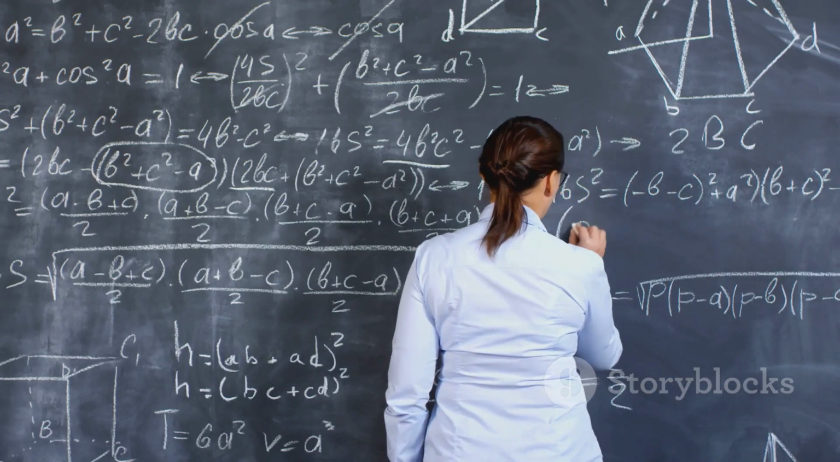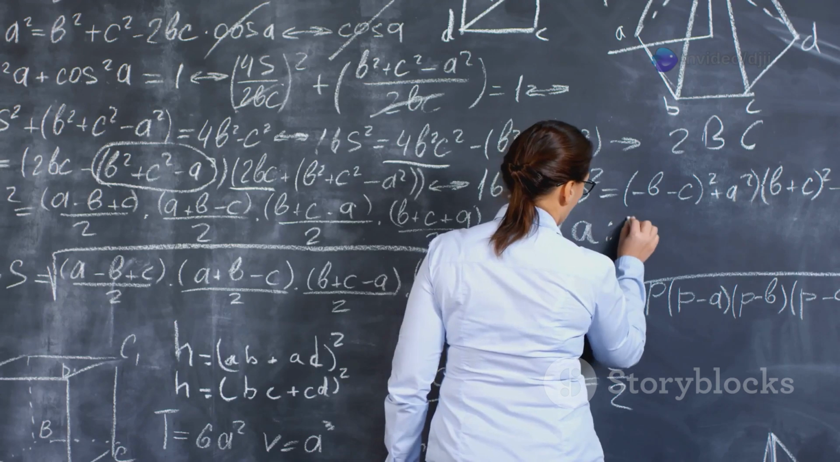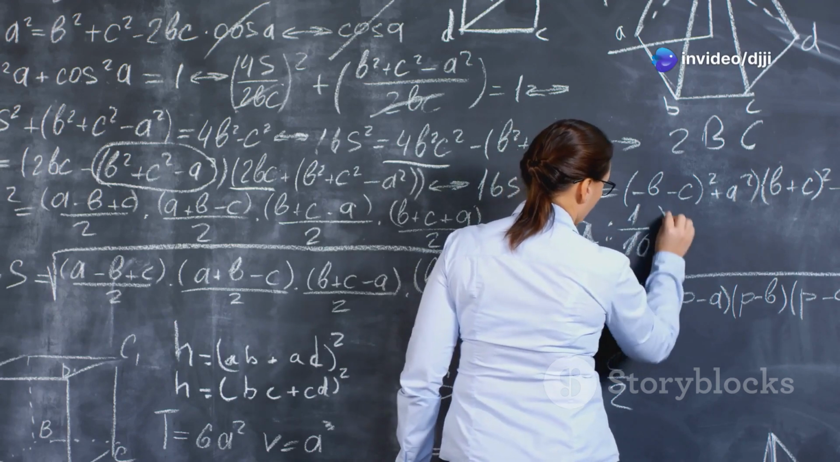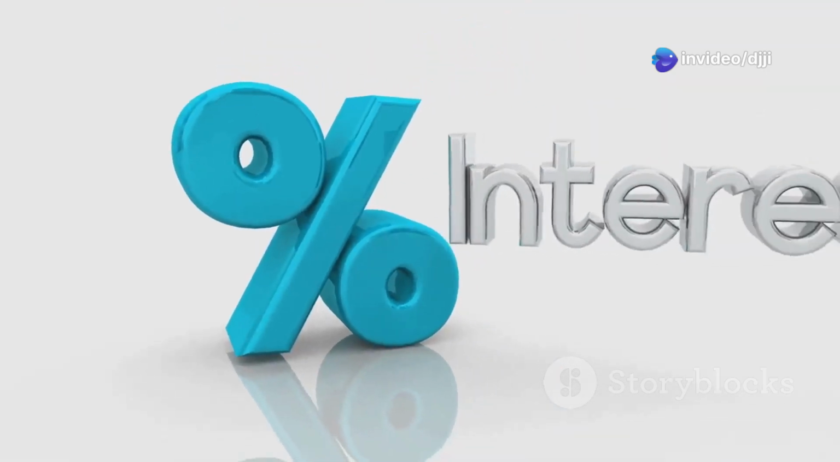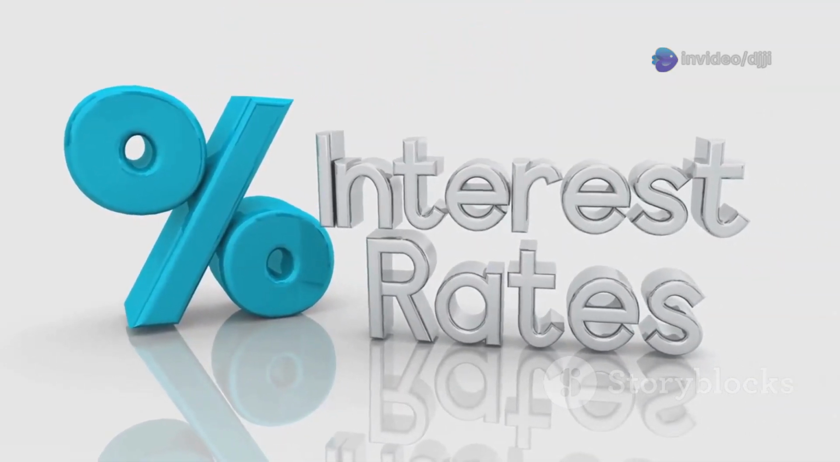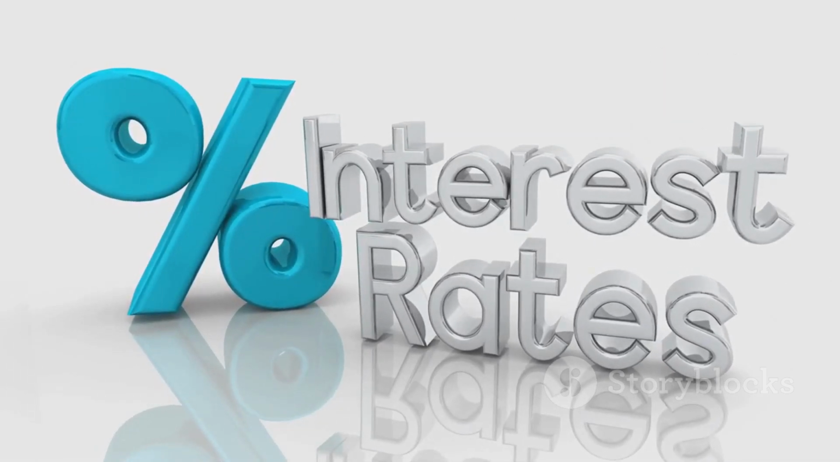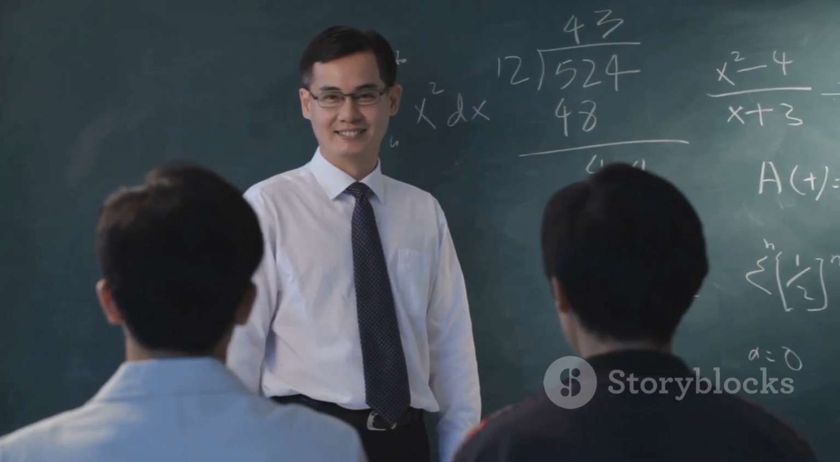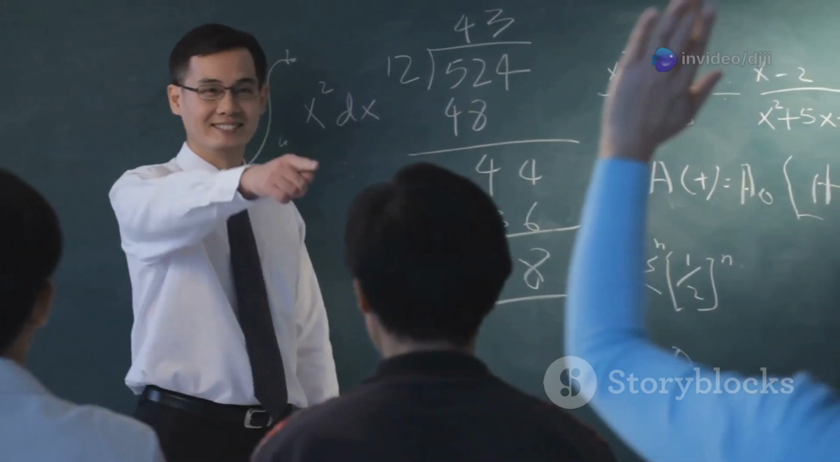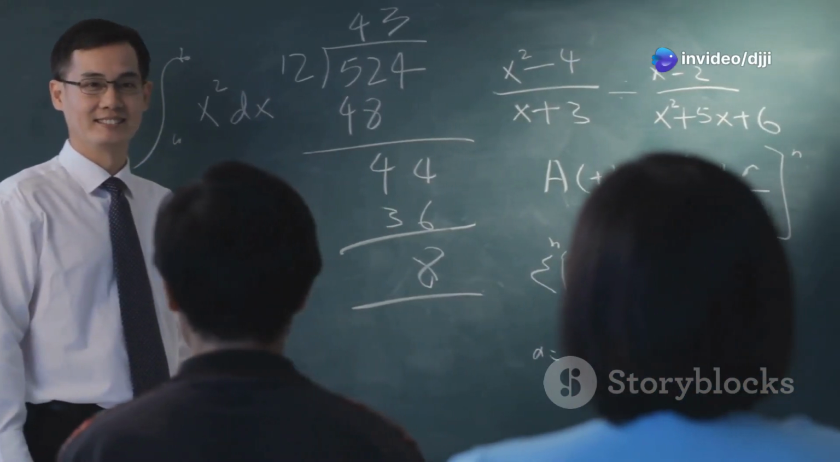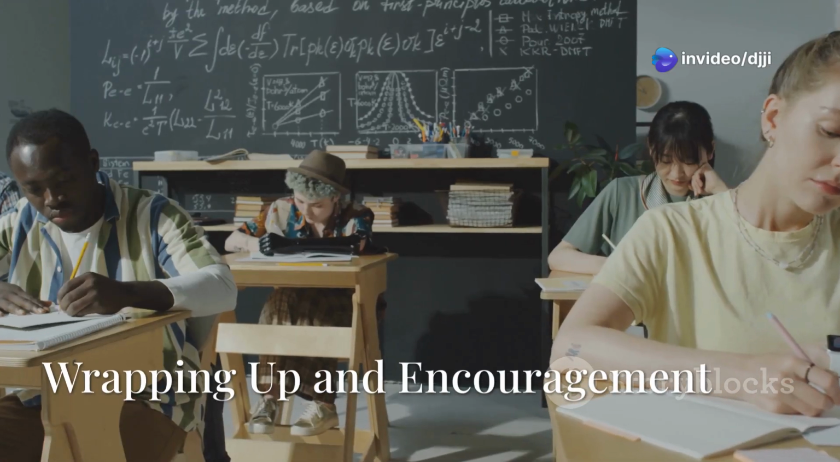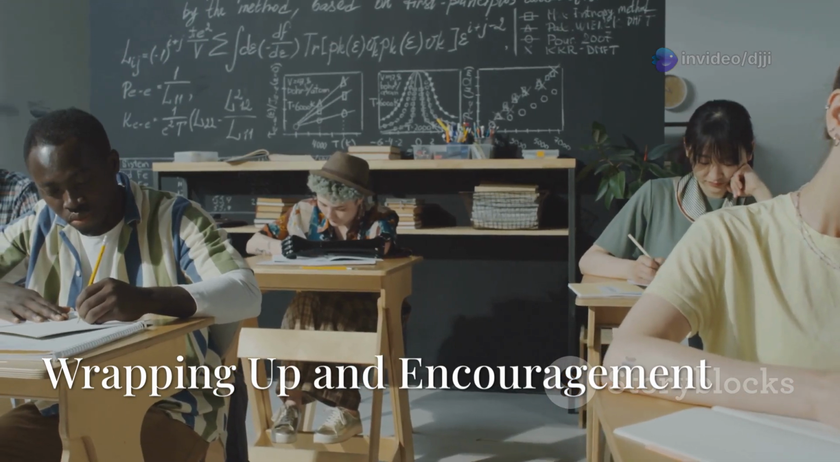Just to clarify, the formula A equals P times the quantity 1 plus R over N, raised to the power of N times T, calculates the future value, or A, of an investment. P is your starting principal, R is the annual interest rate, N is how many times the interest is compounded each year, and T is the number of years. By just substituting the given values into the formula, we can figure out how much Sarah's investment will be worth in the future.